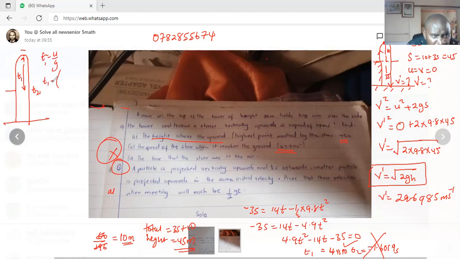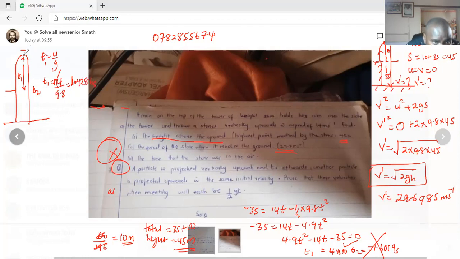So T1 would be 14, was it 14? 14 out of 9.8. What answer is this? 14 divided by 9.8, the answer is? Yeah? 1.4286.